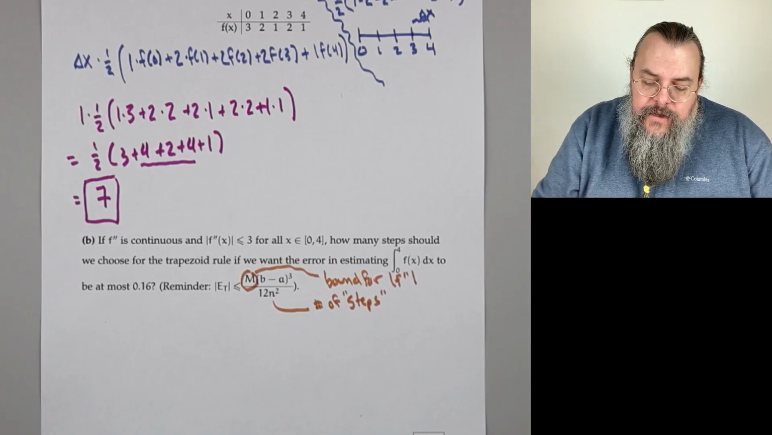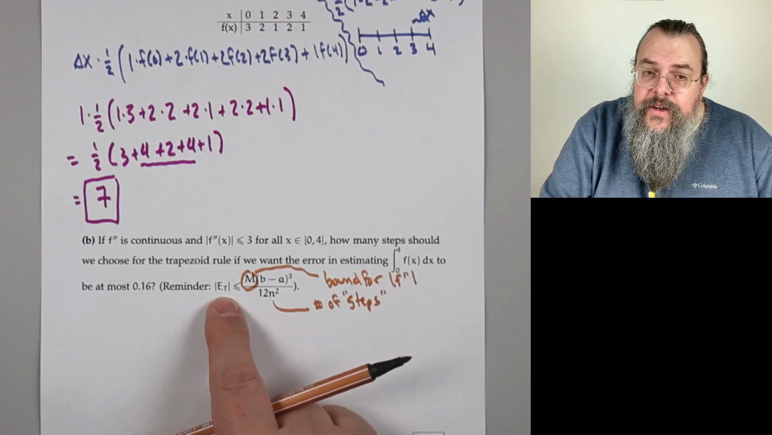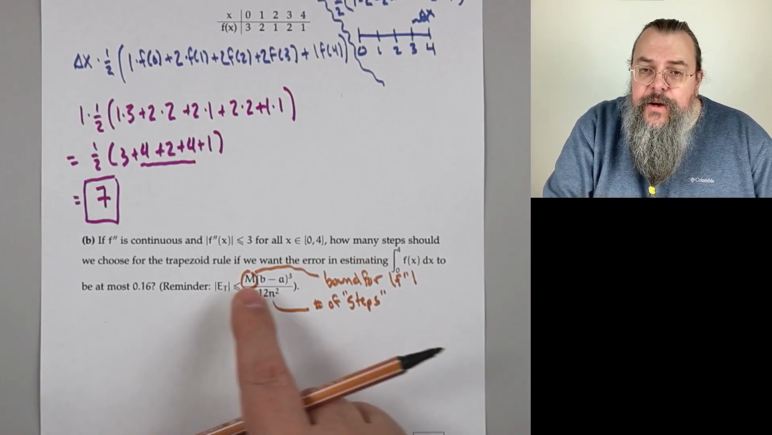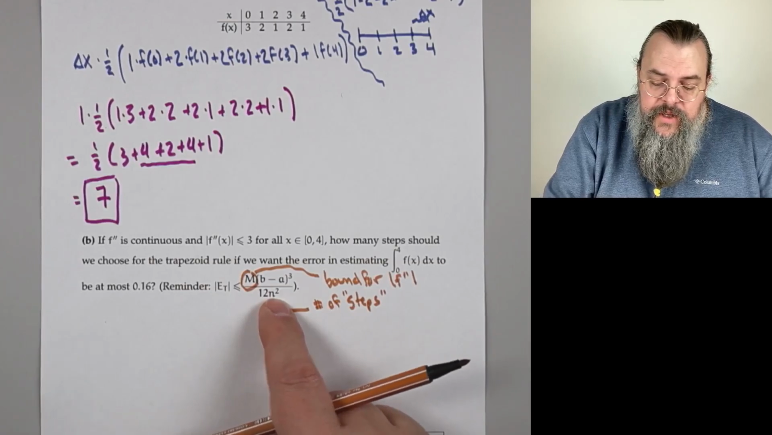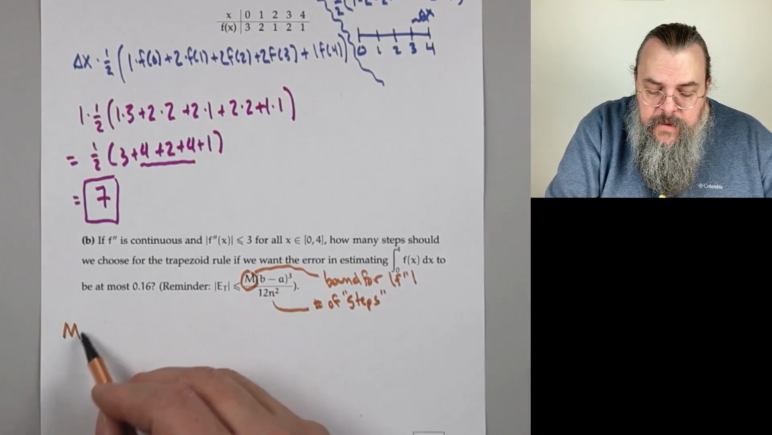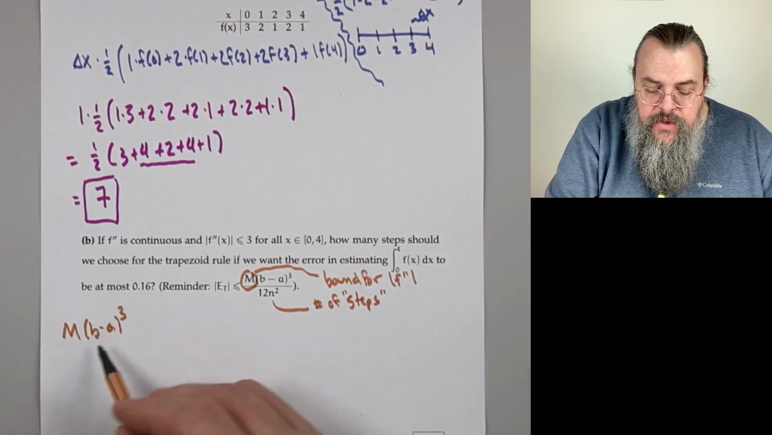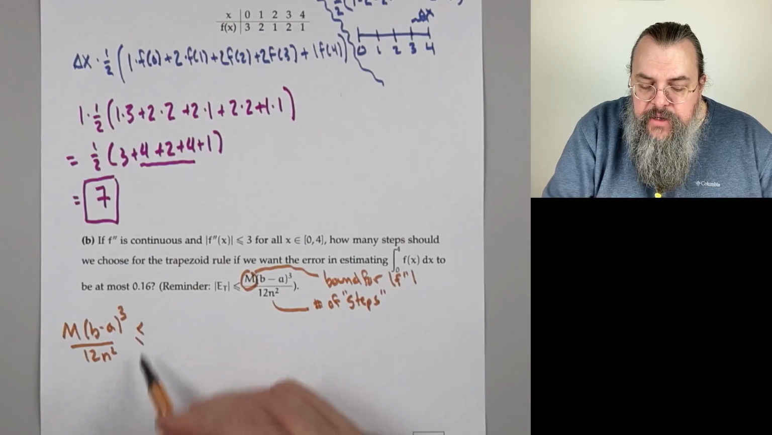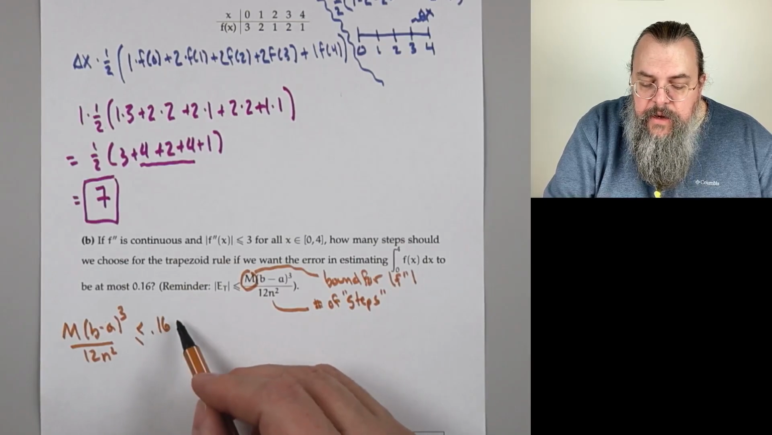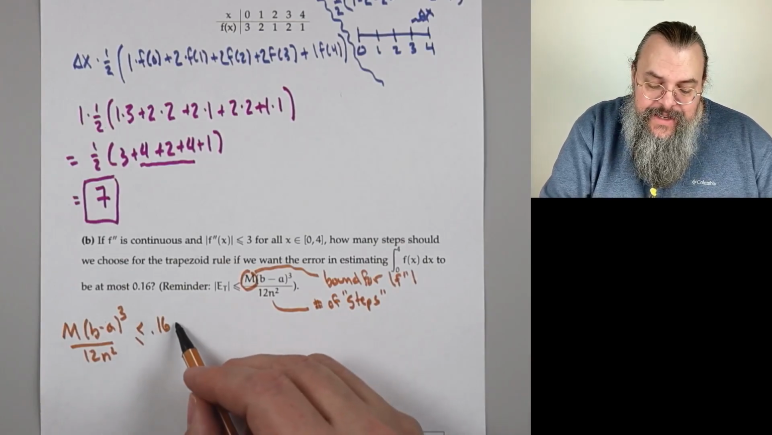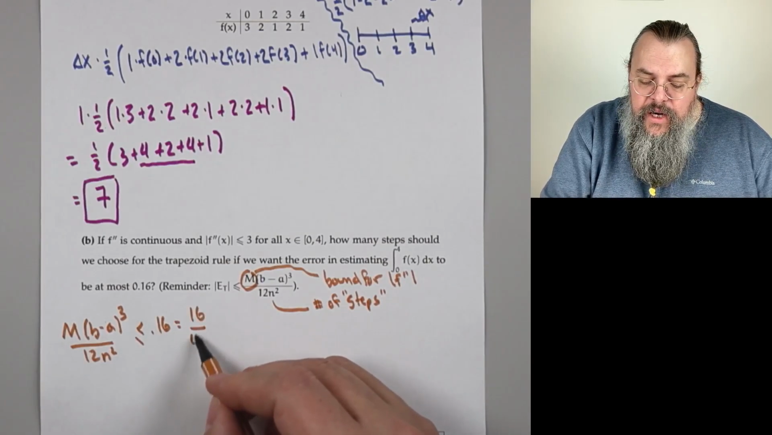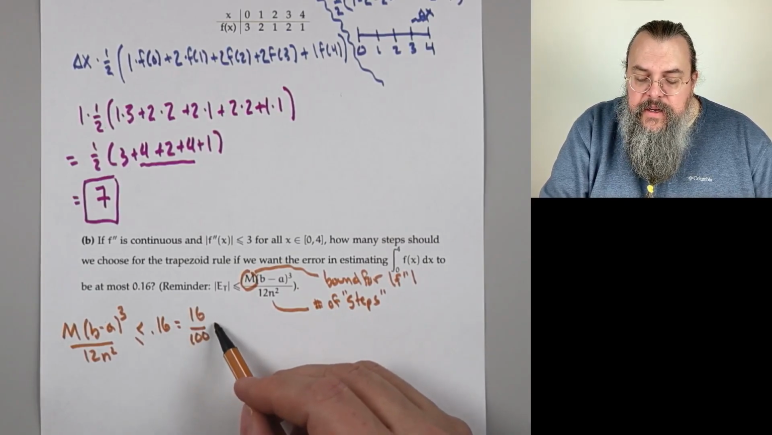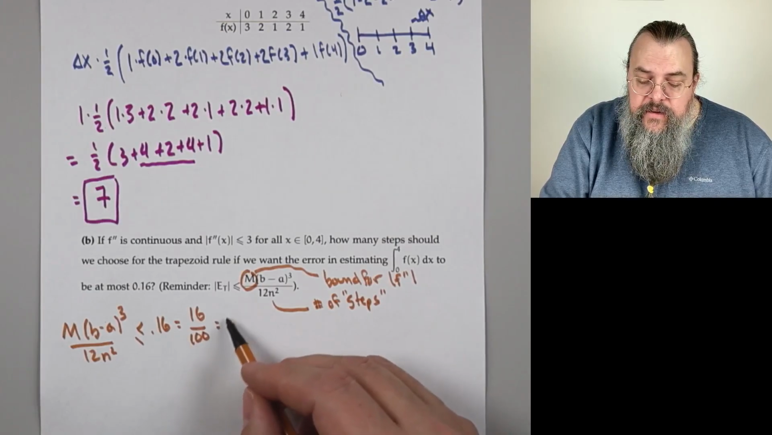So our goal is to bound this error, make it small. So instead of thinking of bounding this error, we'll really bound this expression. So we want M times (b minus a) cubed over 12n squared to be bounded by 0.16. Now, 0.16, we can think of that as 16 over 100, and then we could clean that up, for example. They're both divisible by 4. So this is the same as 4 over 25.